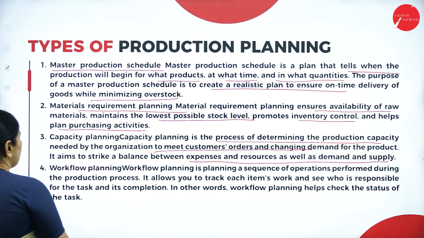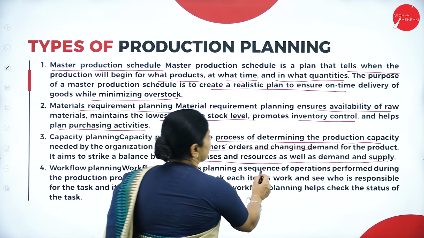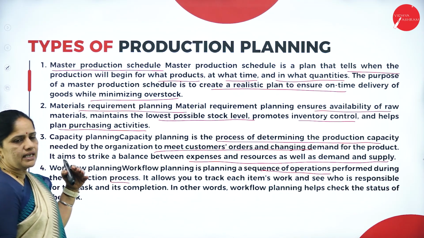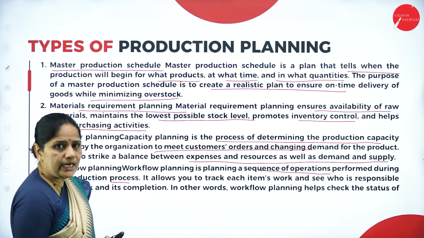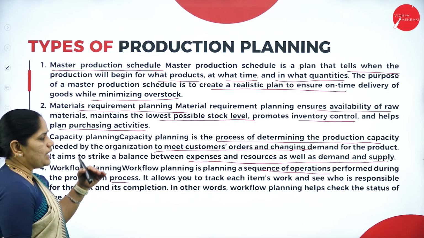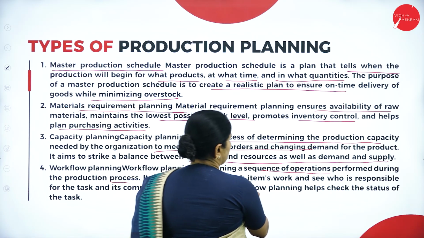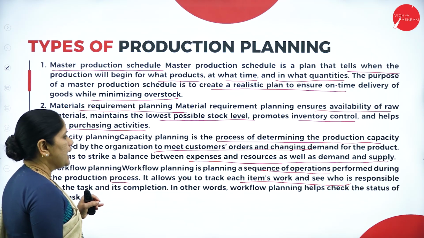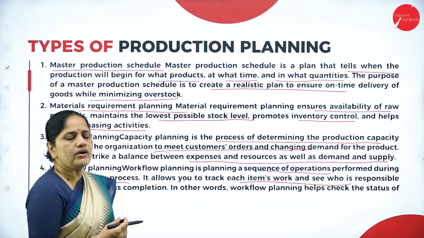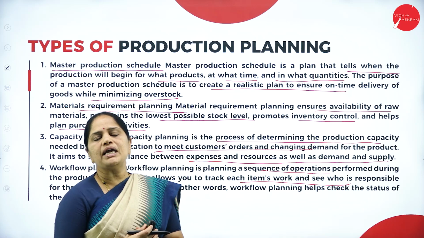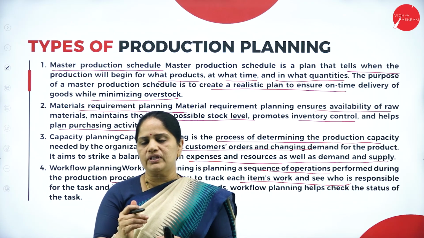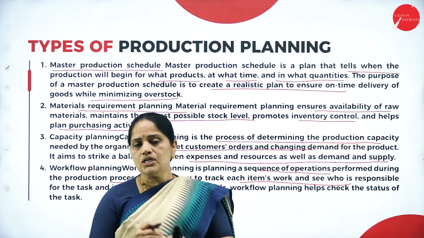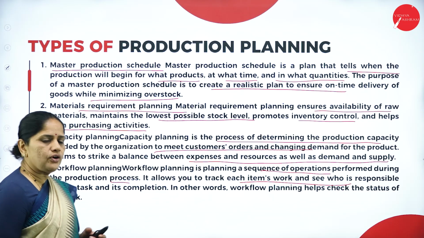Then the next one, workflow planning. It is a sequence of operations performed during the production process. So workflow planning is how the production will actually take place. So that is the sequence that will be planned here. It allows you to track each item's work and who is responsible for the task and its completion. It helps to check the status of the task. So with the help of workflow planning, you will be able to fix the responsibility at each stage of the work, and also you can see the status of the materials at each stage. So this is possible with the help of workflow planning.